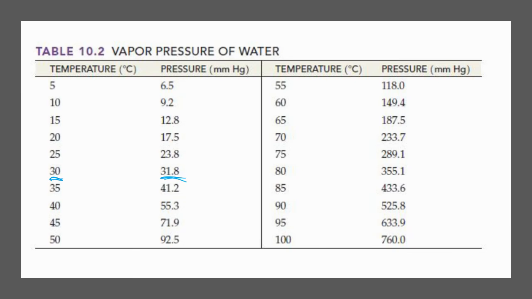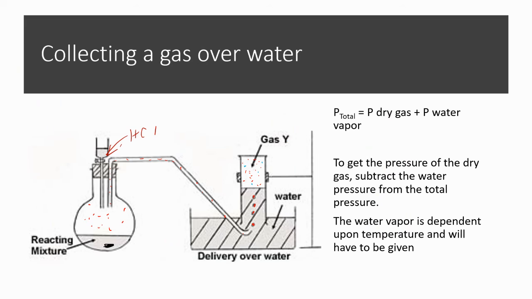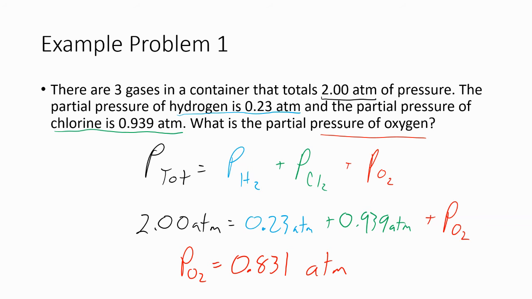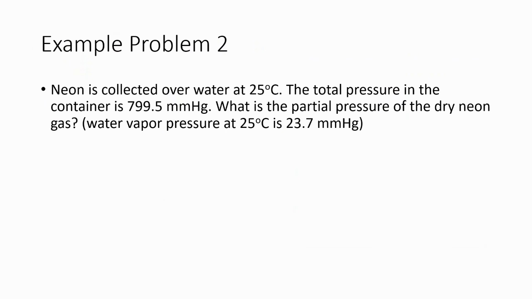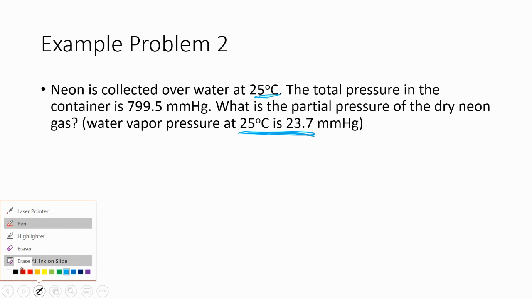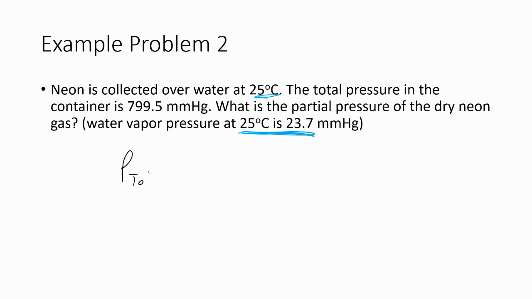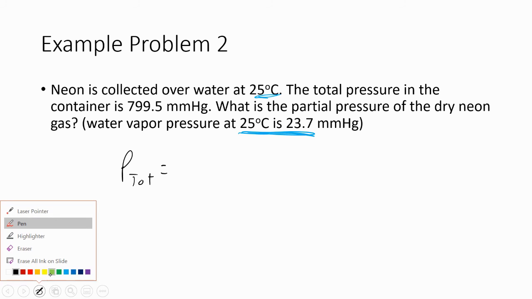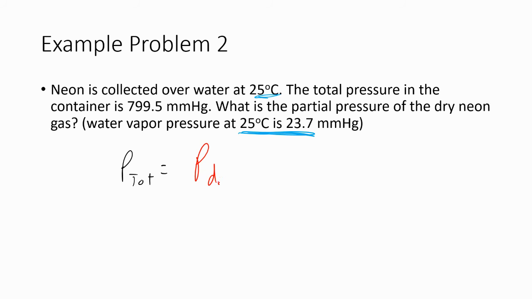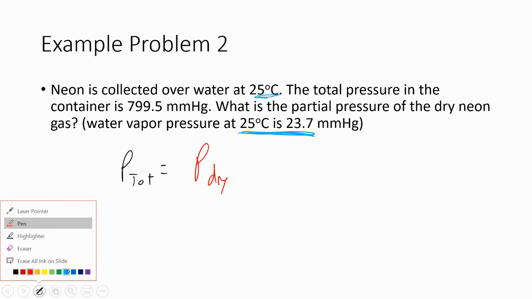But basically, it's the same concept that the total is equal to the dry gas plus the water. So in this case, we're telling you it's specifically water that's involved, as opposed to here, it could have been anything. In this case, it's specifically water. So here's an example. We give you a temperature, we give you the water pressure at that temperature. And so the P total will equal the P dry, whatever the dry gas is, plus the water.